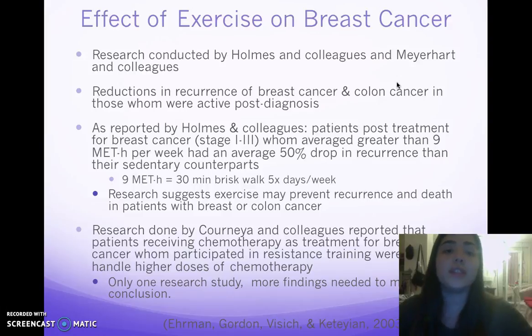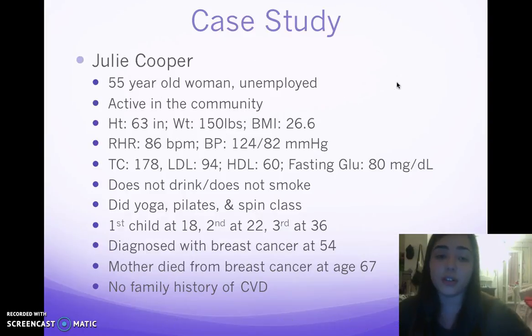So this is research done on the effect of exercise on breast cancer. To summarize this, women who were more active have a better prognosis post breast cancer and have a lower chance of recurrence. And so just 30 minutes of brisk walking 5 days a week can drop it down to a 50% chance of recurrence.